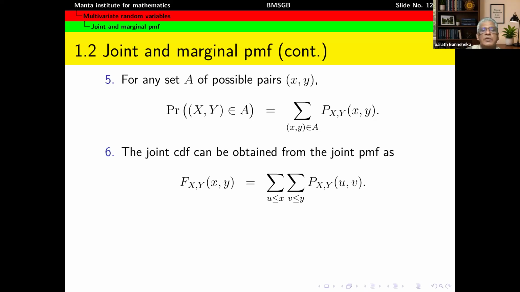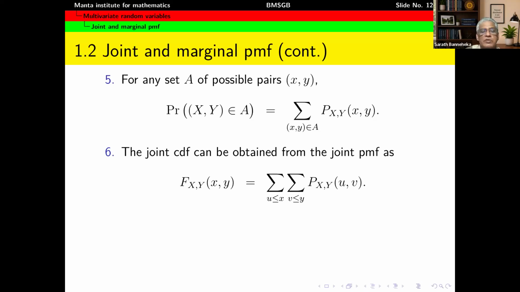That means this is a particular event again: XY is in this A. So that can happen in several ways. So you have to add this joint probability mass function over all possible ways like that.